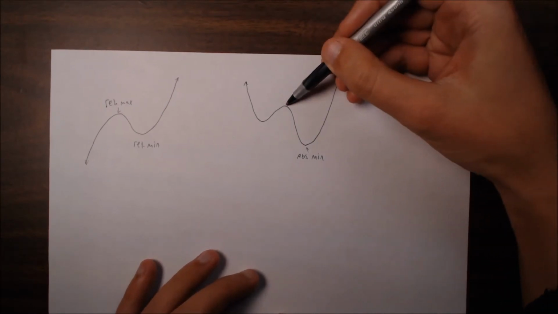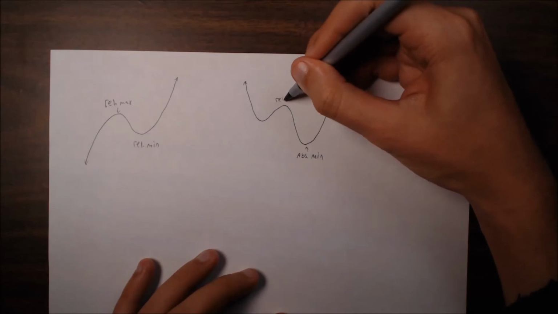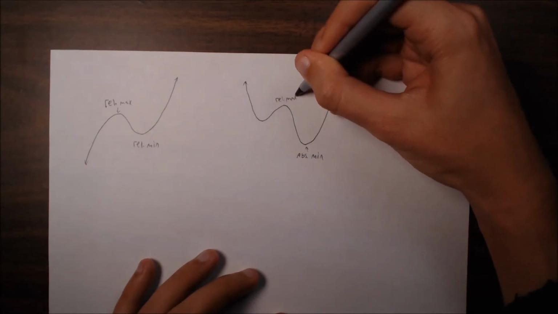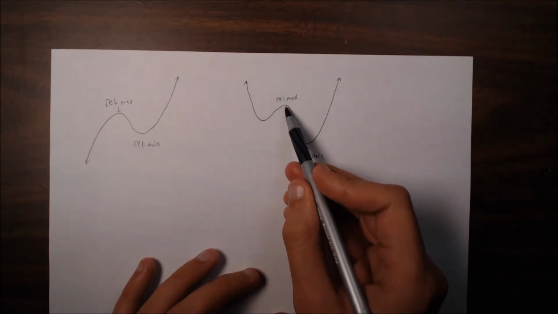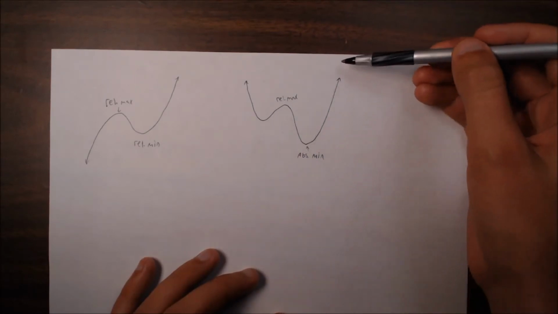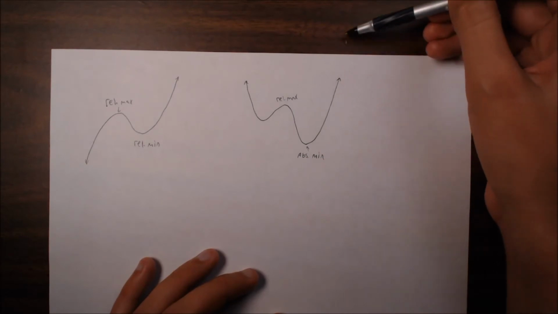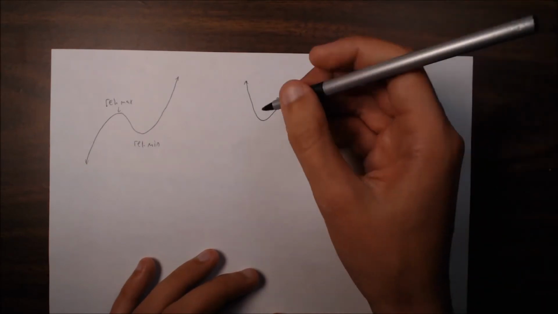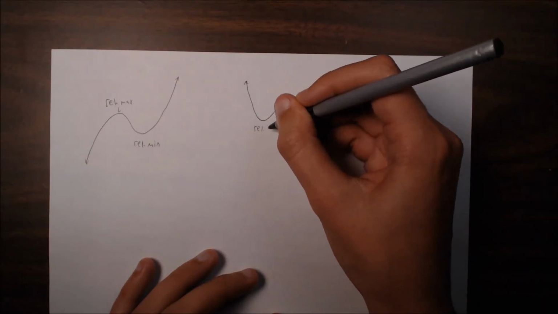So again, what would this be? This would be a relative maximum because it's the highest point in its region, but it is not the highest point in the graph. And in fact, this graph will not have an absolute maximum because it's going to go up forever. And then this will be a relative minimum.